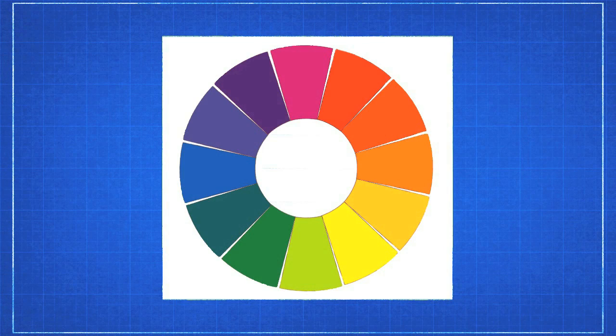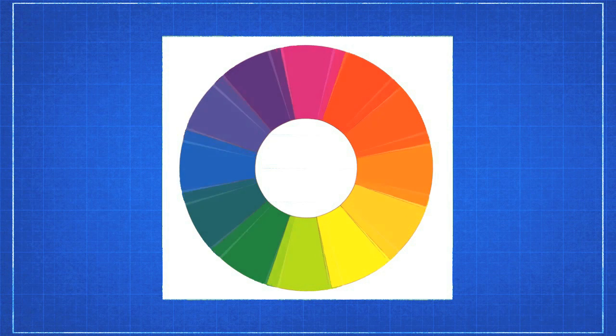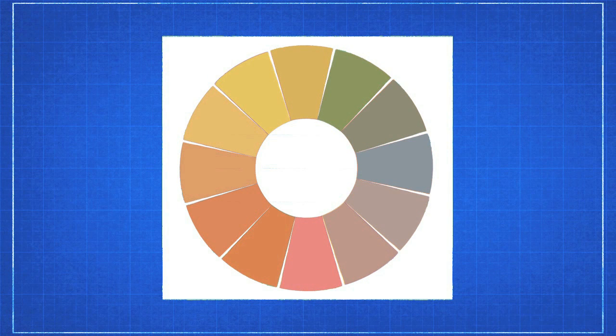Let's take a look at complementary colors. If you take two colors that are on opposite sides of each other on the color wheel, you will get complementary colors. Most people like the way these colors look together. When you mix two complementary colors together, they tend to become browner or grayer, or they become neutral.